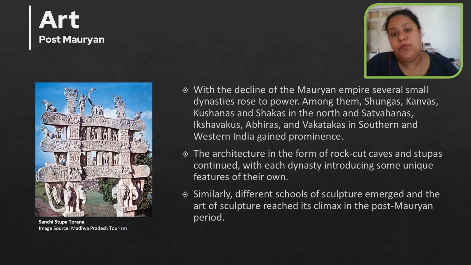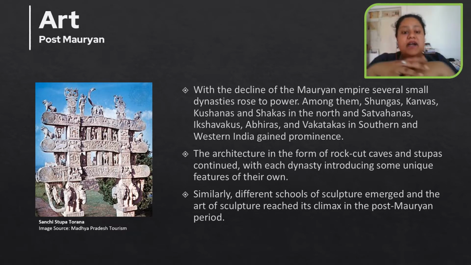Now, the post-Mauryan art and architecture. With the decline of the Mauryan Empire, several small dynasties rose to power, and among them the important ones were the Shungas, the Kanvas, Kushanas, and the Shakas in the north, and the Satvahanas, the Ikshvakus, the Abhiras, and the Vakatakas in the southern and western areas, who gained prominence.